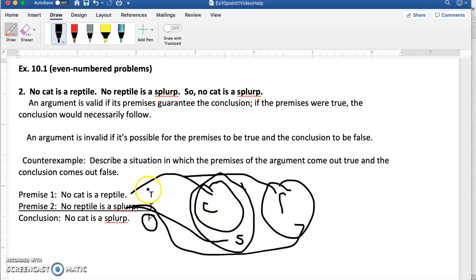So that shows you it's possible to make both premises come out true and the conclusion come out false, right? And it's just that possibility that makes this an invalid argument. So we would write invalid.